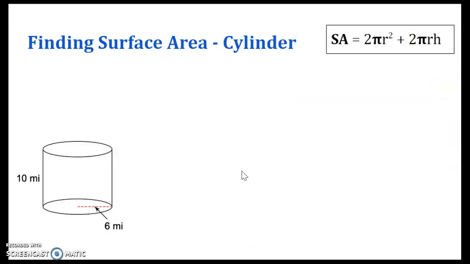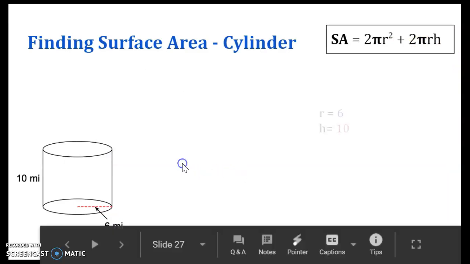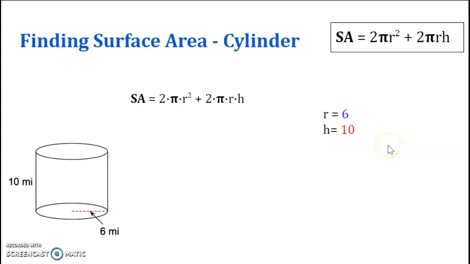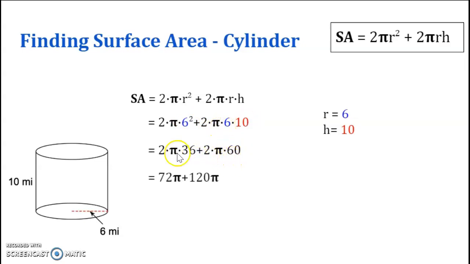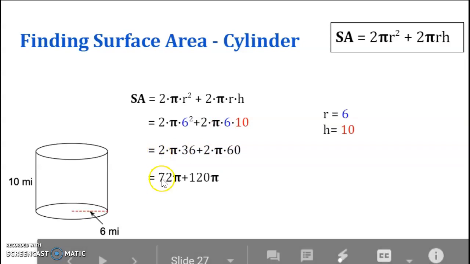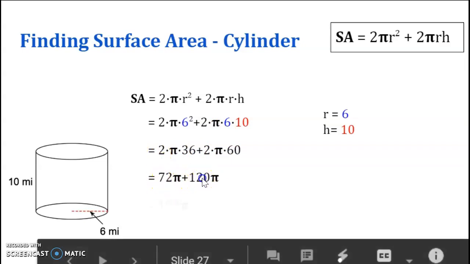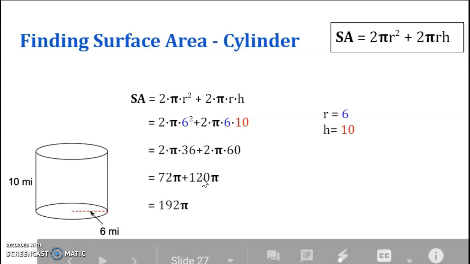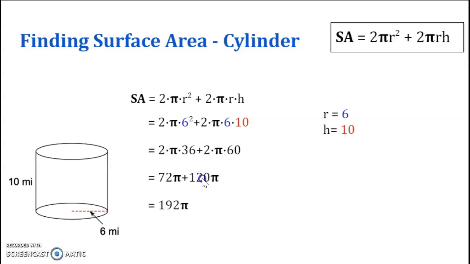Okay, so now that we know the formula, we can plug in the values. You can just plug in the r value, the radius, and the h, the height, into the equation and solve from there. We know that 6 squared is 36. We know 6 times 10 is 60. And I know that I can multiply 36 times 2, so to get 72 pi plus 120 pi, which leaves us with 192 pi. And now we are back to an exact answer.